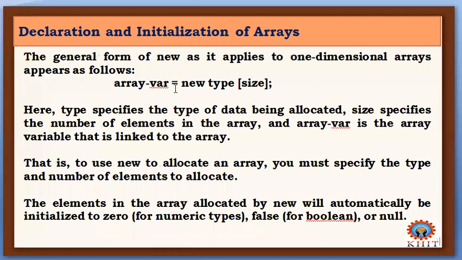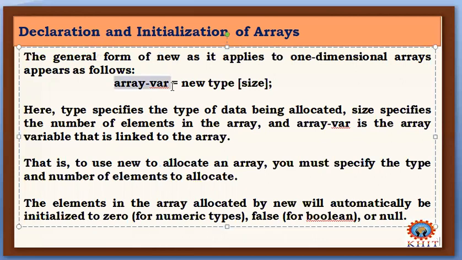You can see that one-dimensional arrays are generally declared, and after declaring, for memory to be allocated, what we need to write is, first, the variable array name is equal to, there is an operator called new. Okay, then the type, what is the type of the array, then in brackets you need to mention the size.